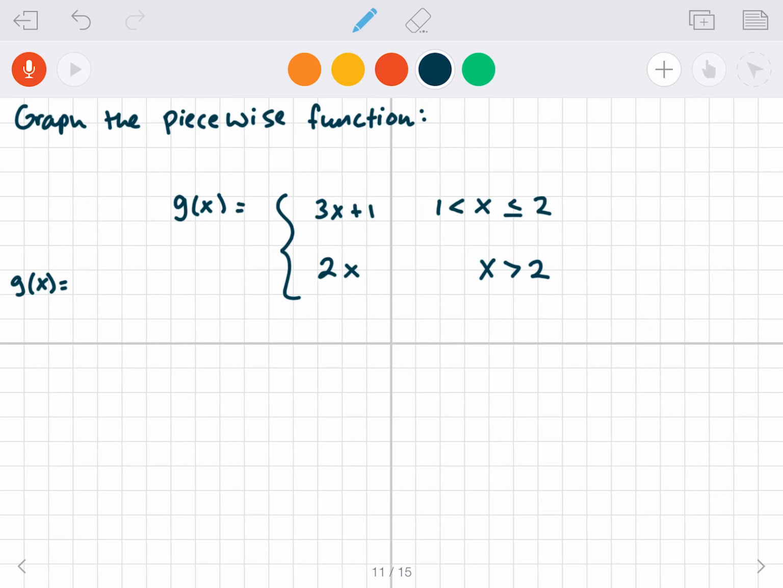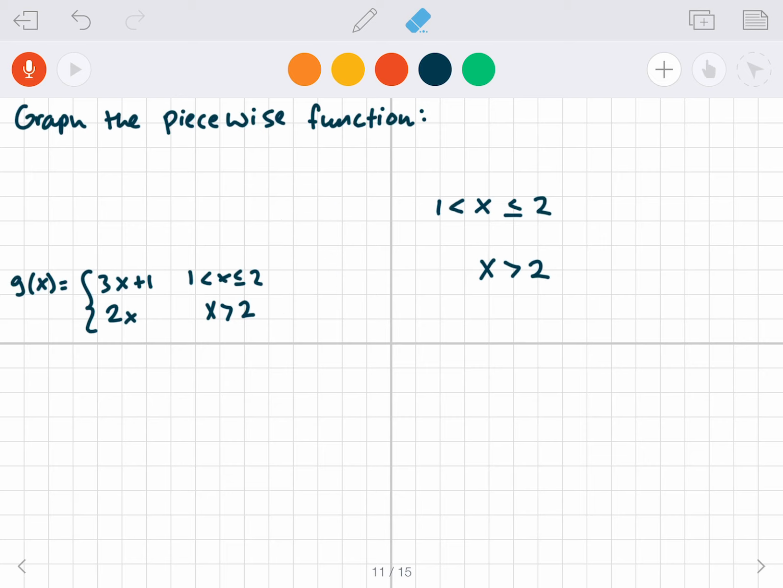Okay, so we got 3x plus 1 for x between 1 and 2, and then we have 2x when x is greater than 2. Okay, let me erase all of this stuff. So the first thing we can do is graph this first rule right here. So the rule is y equals 3x plus 1 when x is between 1 and 2.